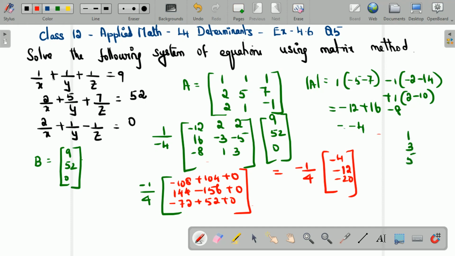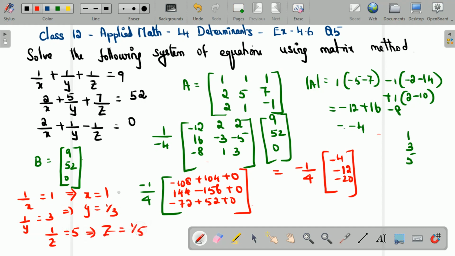Now remember, in this case the variable is 1 by x. So that tells you that 1 by x is equal to 1, which means x is equal to 1. Now 1 by y is equal to 3, which means y is equal to 1 by 3. Now 1 by z is equal to 5. This means z is equal to 1 by 5. Please don't forget this particular step because this coefficients is in the fractions type.